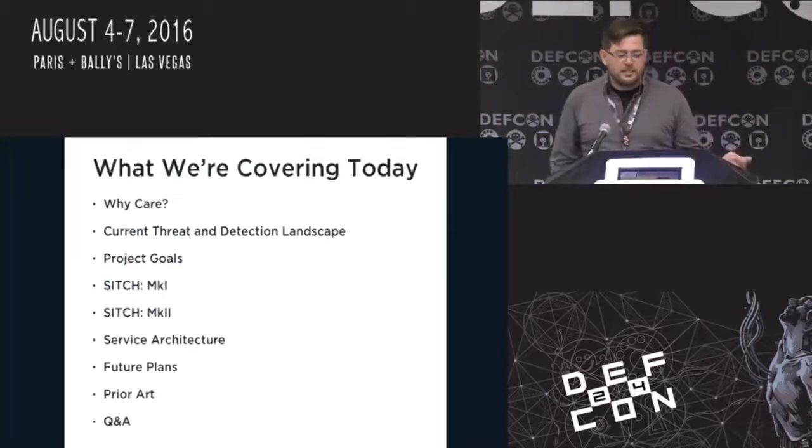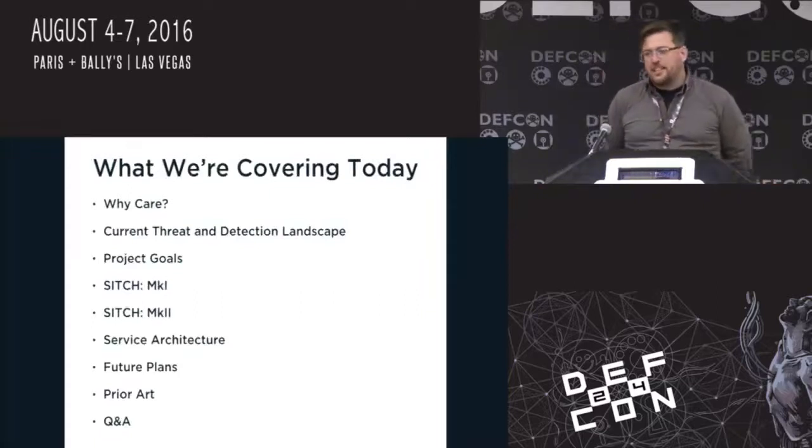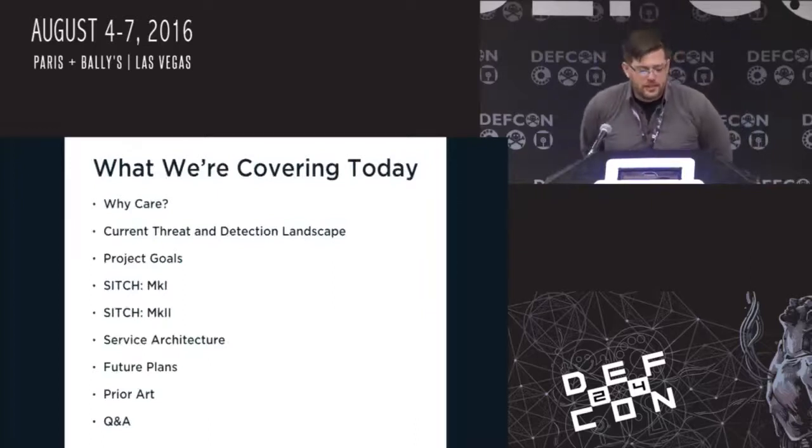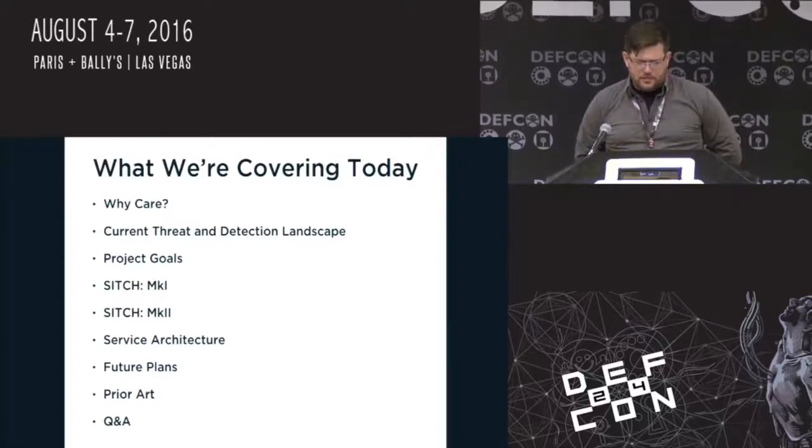So here's what we're going to cover. First off, why you should care. The current threat and detection landscape, the original project goals, two iterations of the sensor, and the service architecture, because it's kind of a split architecture, set up. Future plans for the project, and that's where I kind of beg you for your help and pull requests. A nod and a hat tip to prior art, and Q&A.